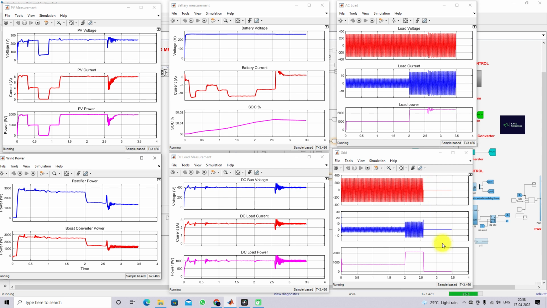Okay, so this is the operation of the microgrid in islanded mode and grid connected mode.